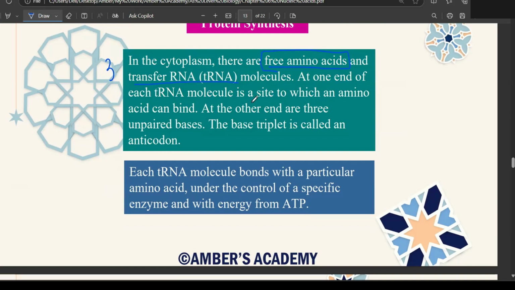At one end of each tRNA molecule is a site to which an amino acid can bind. One thing that you need to remember, I'll show you how tRNA looks. And at the other end are three unpaired bases. The base triplet is called an anticodon. So the codon we just studied, the triplet code, is already there. The triplet code is known as codon, while the one which is present in an unpaired base manner on the tRNA is an anticodon. I know you are unable to understand this, but just hold on to the word anticodon. I'll show you the diagram. Don't worry about it. And then each tRNA molecule bonds with a particular amino acid under the control of a specific enzyme and with the energy from ATP.